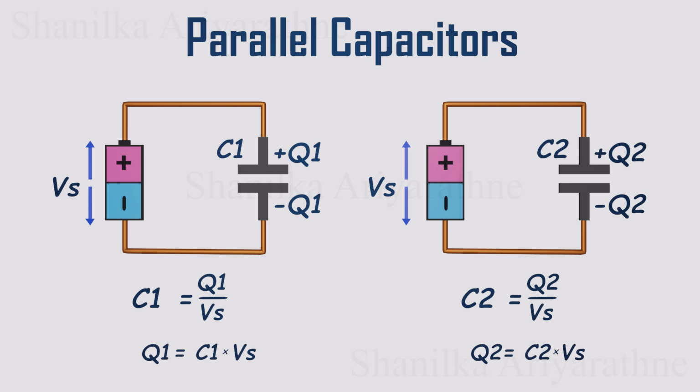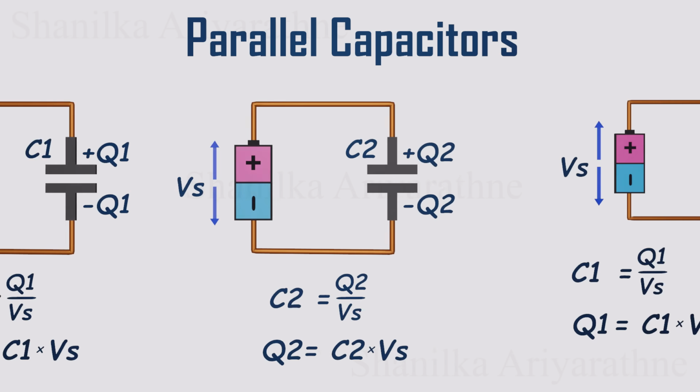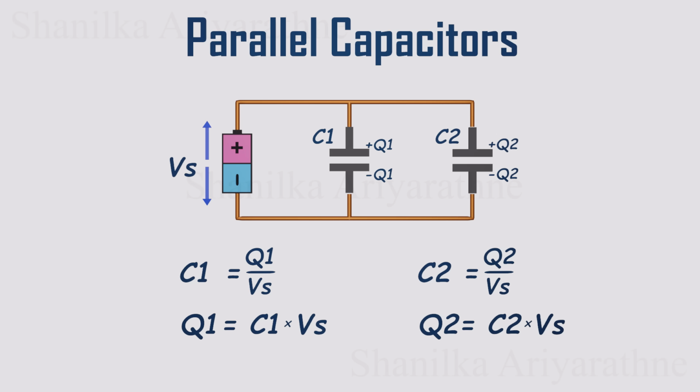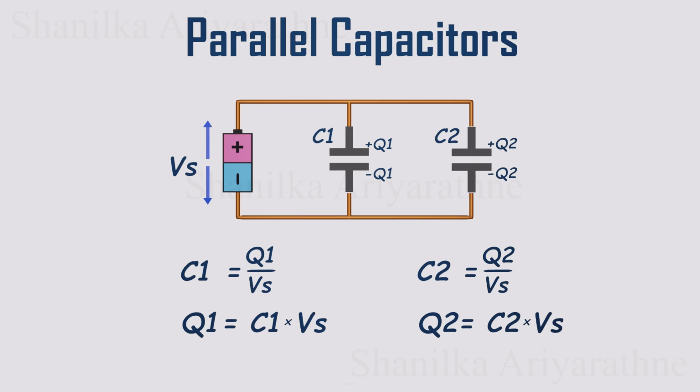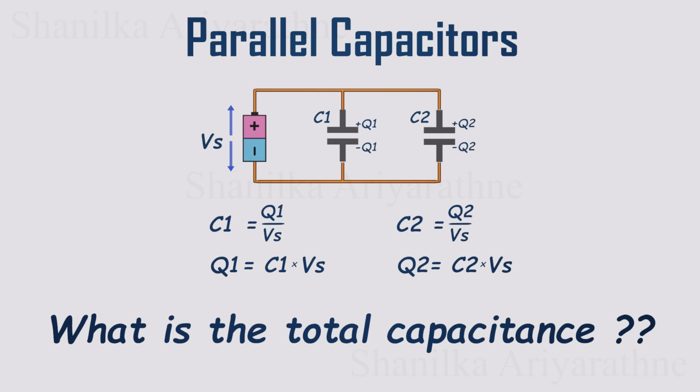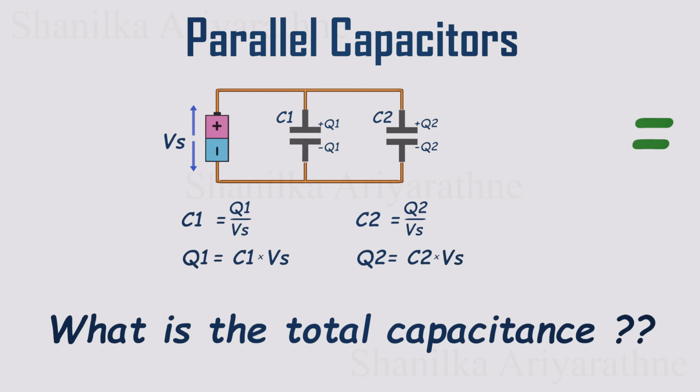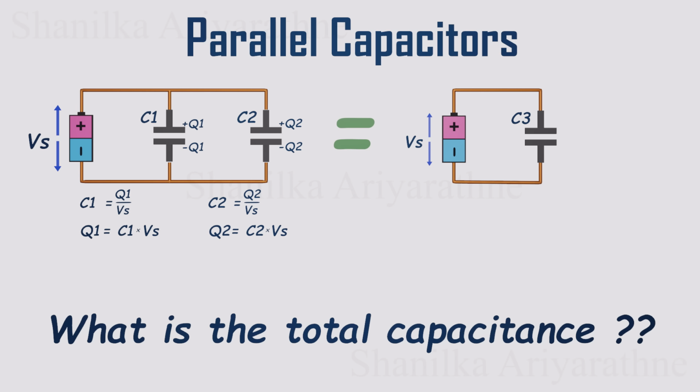Let's rearrange these equations to make Q the subject. Now, instead of two batteries, if we connect both capacitors to one battery like this, C1 still needs Q1 and C2 needs Q2 to reach the supply voltage level. So, what's the total capacitance of this circuit? To figure that out, imagine replacing both C1 and C2 with a single magical capacitor, let's call it C3, that does the exact same job.